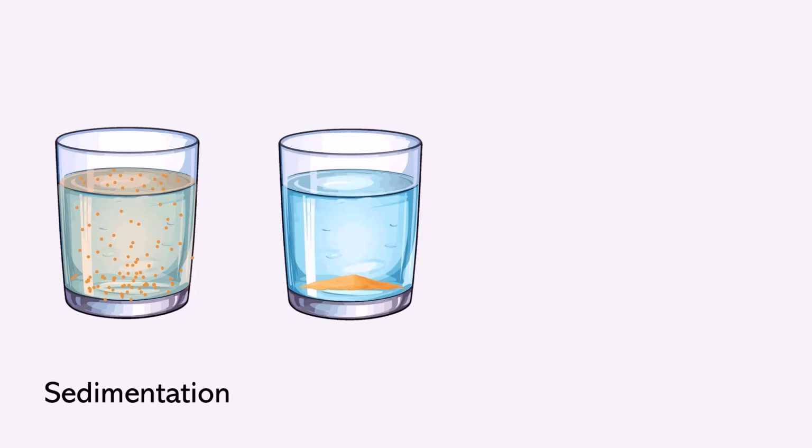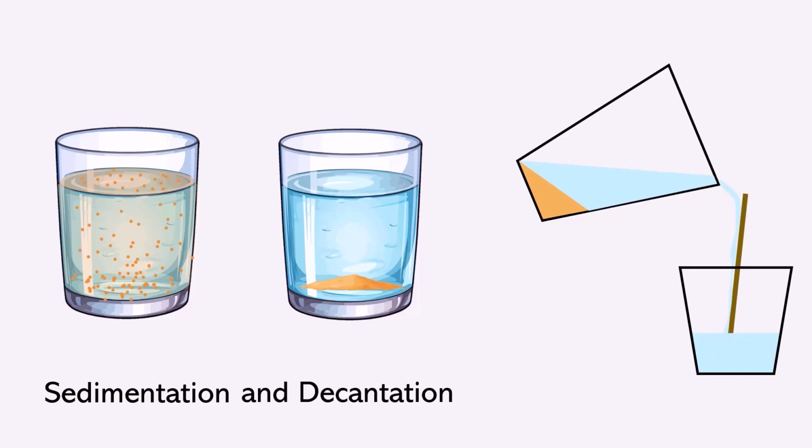Sand or soil in water can also be separated. Wait for the sand to settle at the bottom. This is sedimentation. And then use decantation to pour the water out.